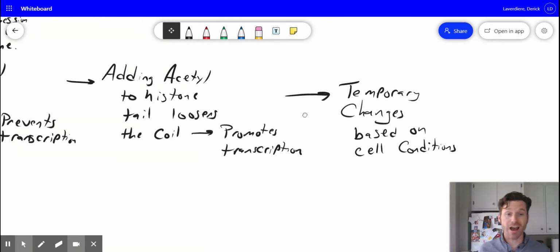These changes are temporary, right? So this depends on the conditions of the cells. If there are conditions that want to stop the expression of specific genes, the methyls will come in and get on those histone tails. If there are conditions that inspire the cell to promote the transcription of a specific gene, the acetyls will come along and acetylate those tails and loosen it up, and that transcription can begin.